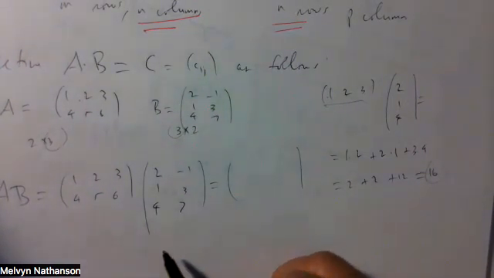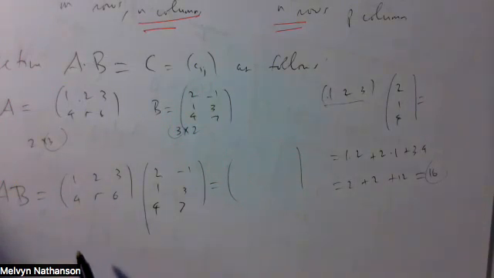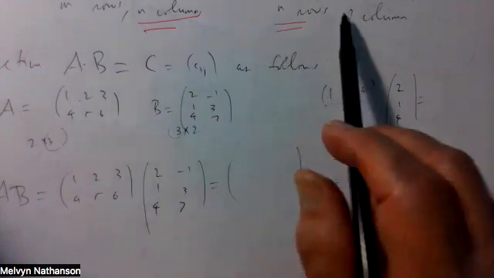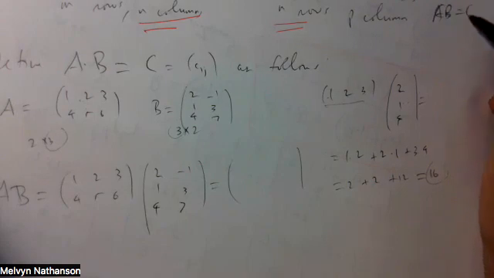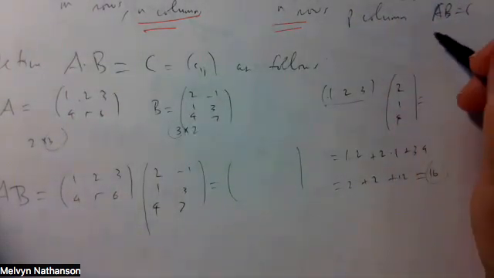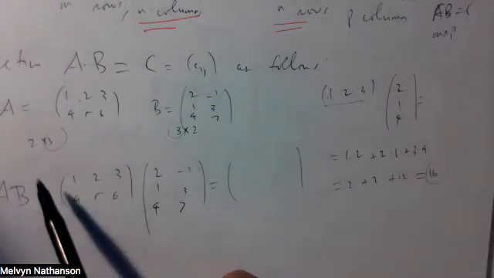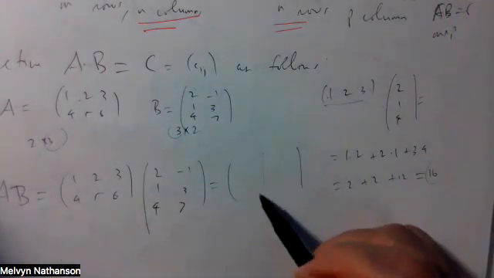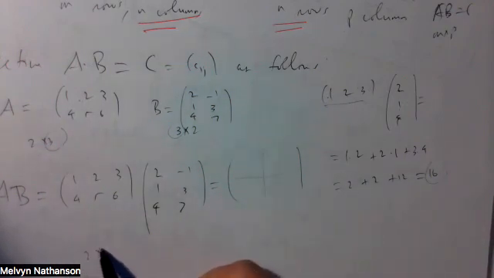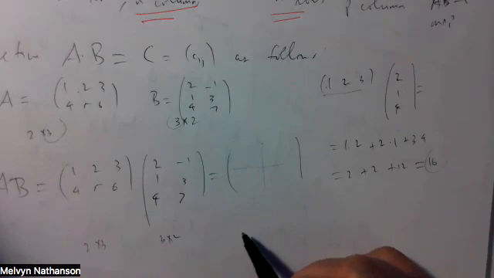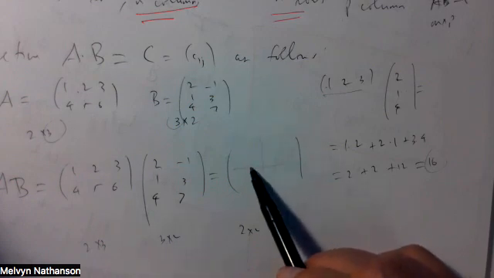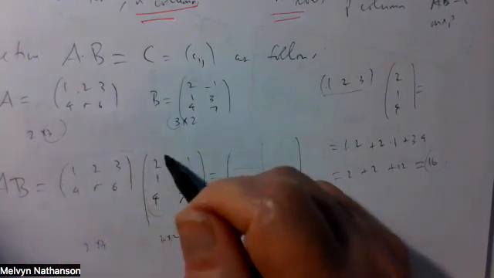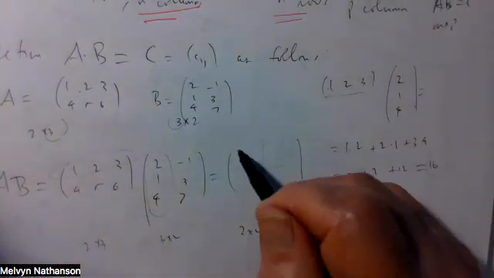If you want to know, this is m rows, n columns, this is n rows and p columns. The product AB equals C will have m rows and p columns. So here m is 2 and p is 2. This will be a 2 by 2 matrix. This is 2 by 3, 3 by 2, and the product will be 2 by 2. And to find the coordinate that goes in the product, first row, first column, you multiply the first row by the first column. That's what I did here, and I got 16.